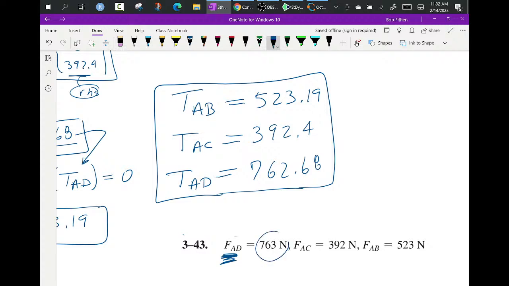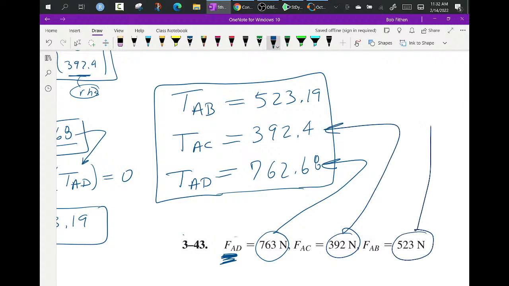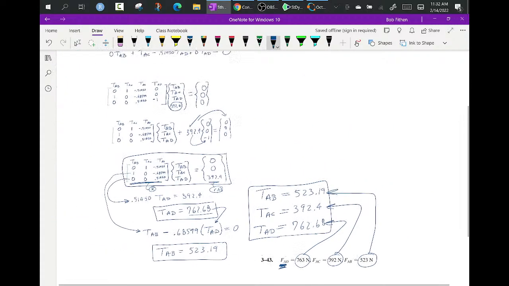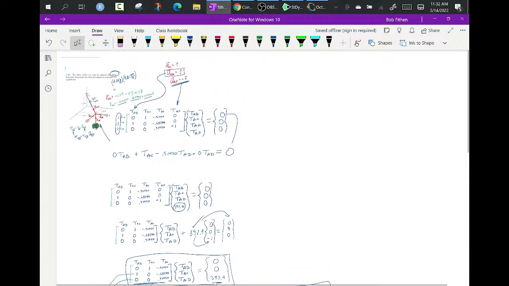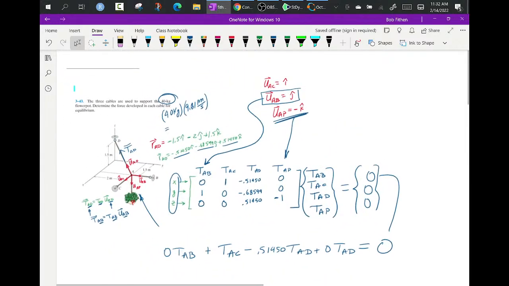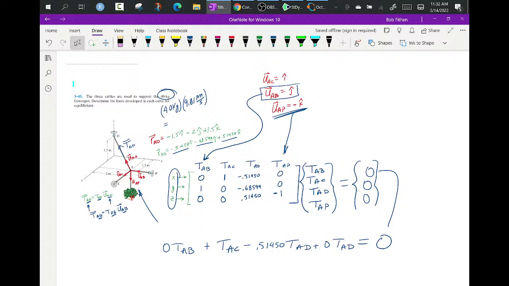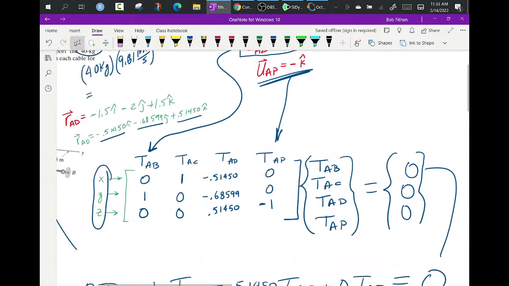So AD, you got that one. AC, got that one. And AB's got that one. So this is a little bit different approach that I do. But what's funny is on these, it simply always works. This one was a little bit different.